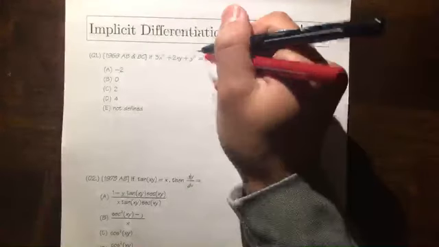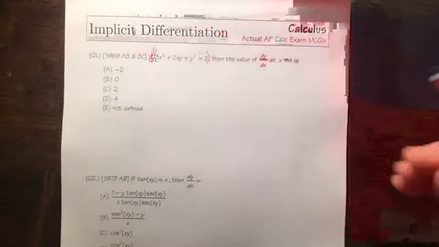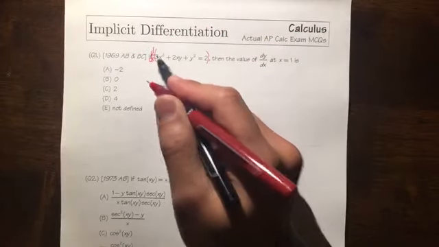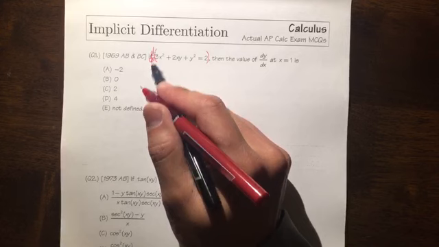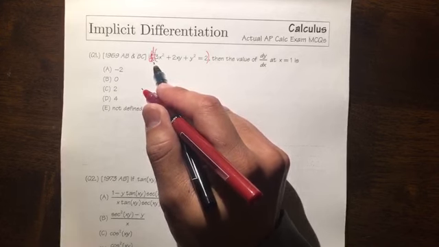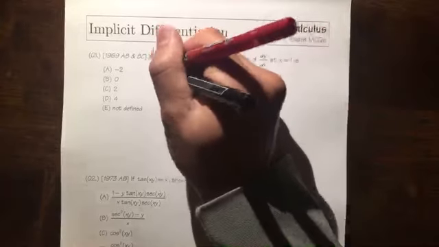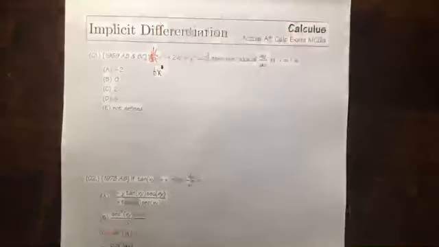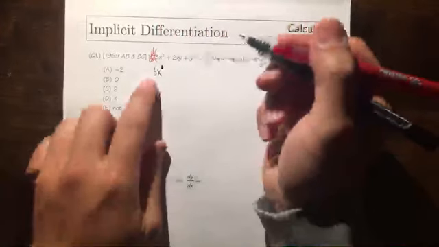Right here, I will differentiate this implicitly because the y is not by itself. Keep in mind, y is a function of x, and we are differentiating with respect to x. The derivative of 3x squared is just 6x to the first power.